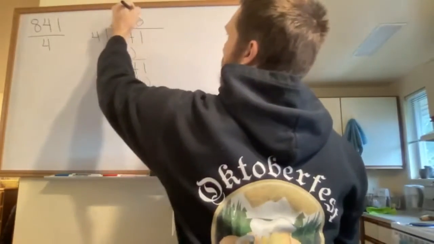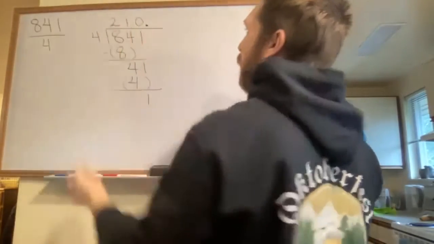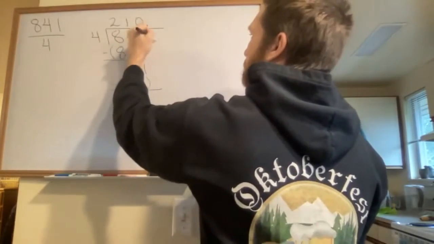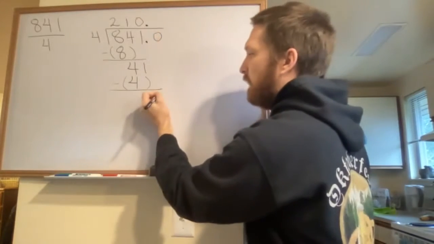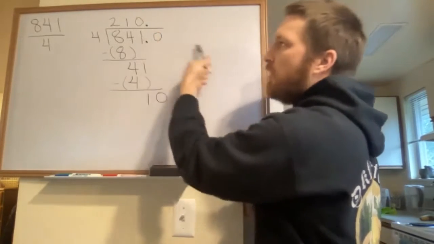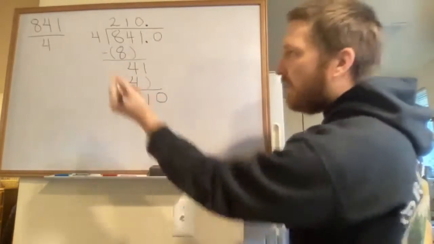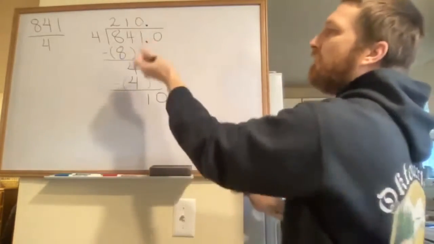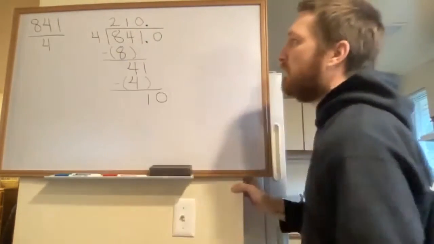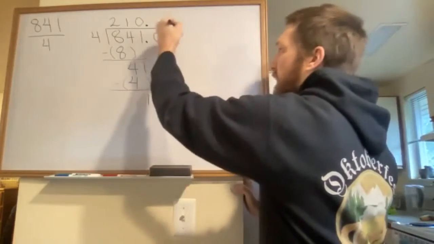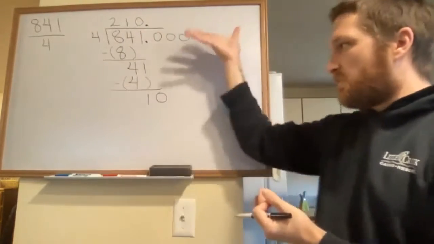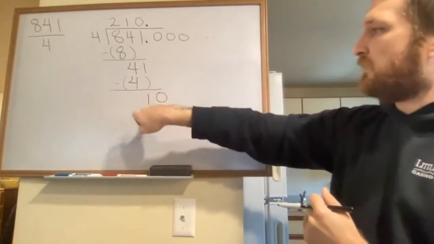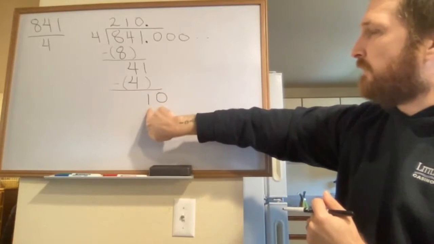So we go 0 decimal point like that. And then we drop a 0 down, because those zeros are always there, right? Any number, 841 is 841.0. It's actually 0.000 and so on to infinity. And so there are as many zeros as we need to drop down. In this case, we only need that guy right there.